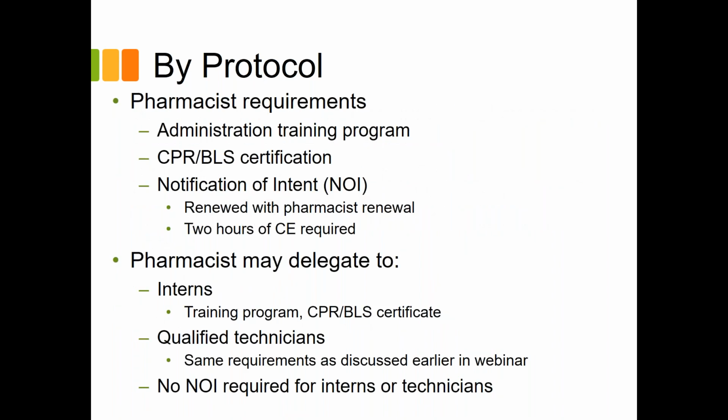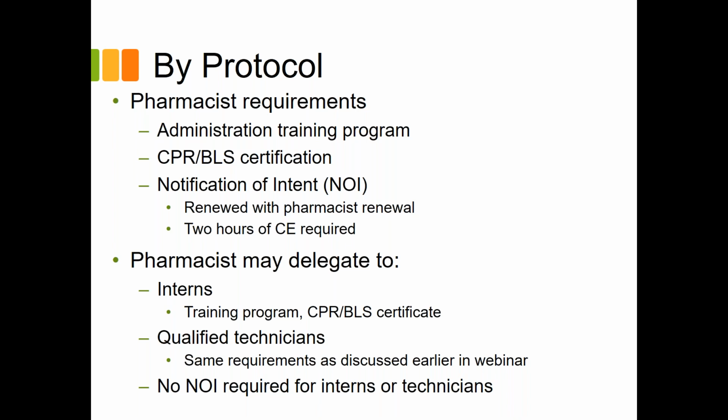So the pharmacist requirements, they must complete an administration training program and certificate program. They must have a CPR or BLS certification, and then they must file a notification of intent, or as we call it, an NOI. So if they've never immunized before, they're right out of school and need to do this, you go online and submit an NOI on our online page that allows you to do that. On the left side of our website is a link, I think it's called Online Services or something like that, that if you click that, you'll find this is one of those online services. So for new ones, that's how you submit a notification of intent.